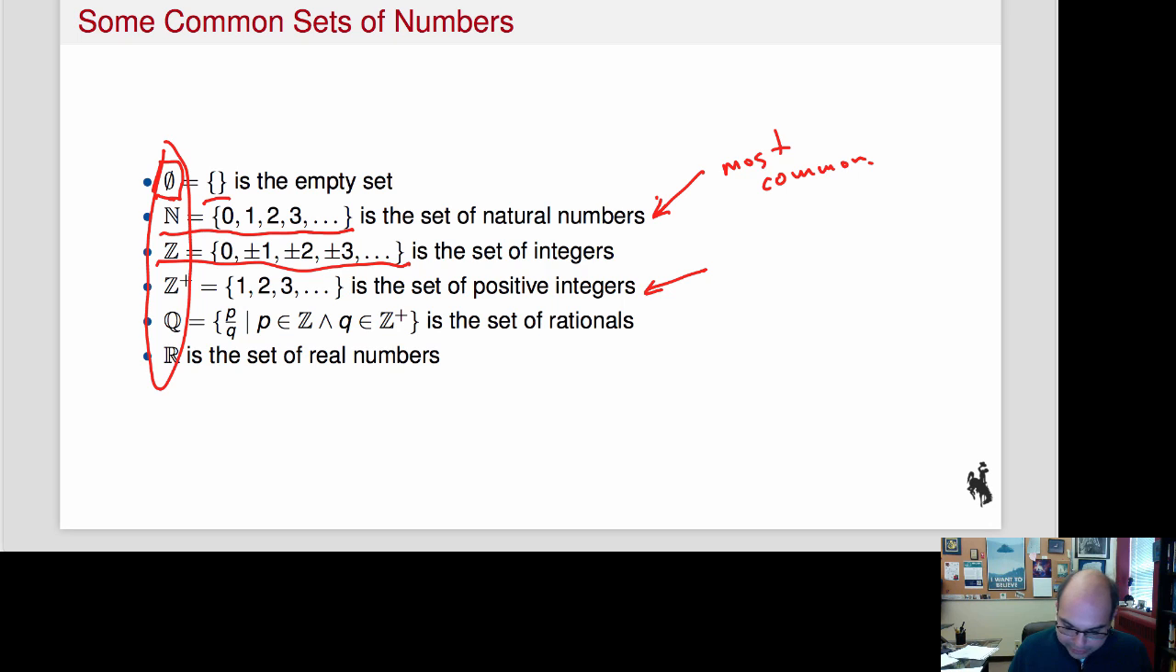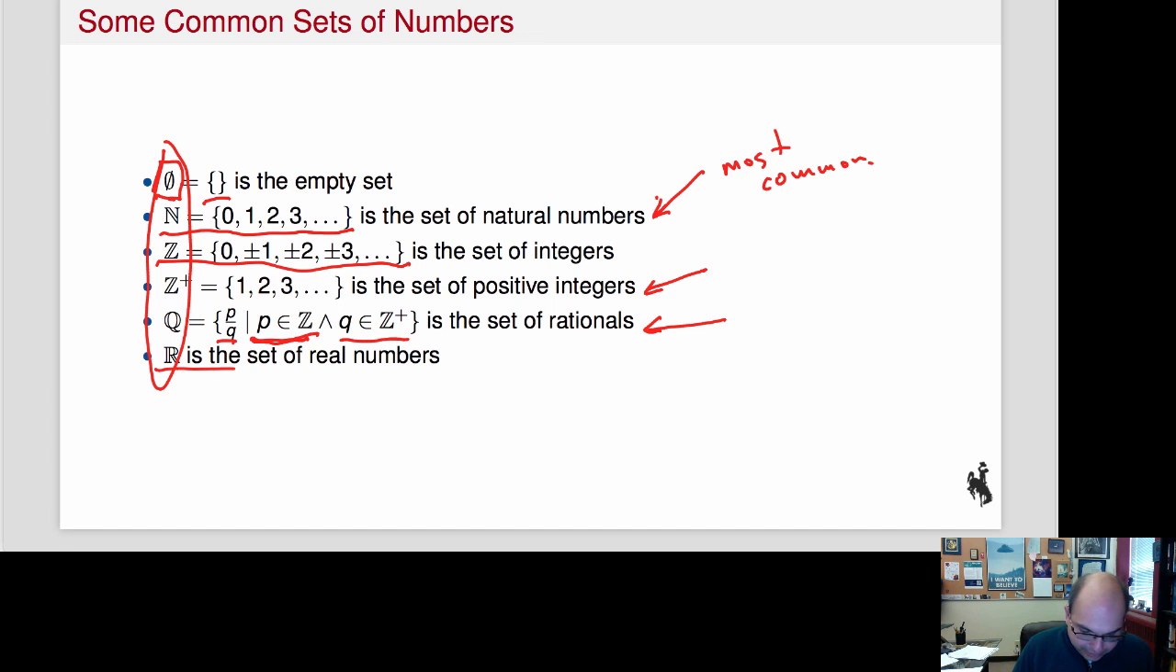Now we have the set of rationals. Notice the way we define the set of rationals. We say it's the set of p over q, where p is an integer and q is a positive integer. That prevents something like division by 0. Now these rationals can be positive or negative because p is an integer, so p could actually be minus 3. And minus 3 divided by a positive number is going to be a negative rational. So this is the set of rationals. You could also have Q plus, the set of positive rationals, Q minus, the set of negative rationals, etc.